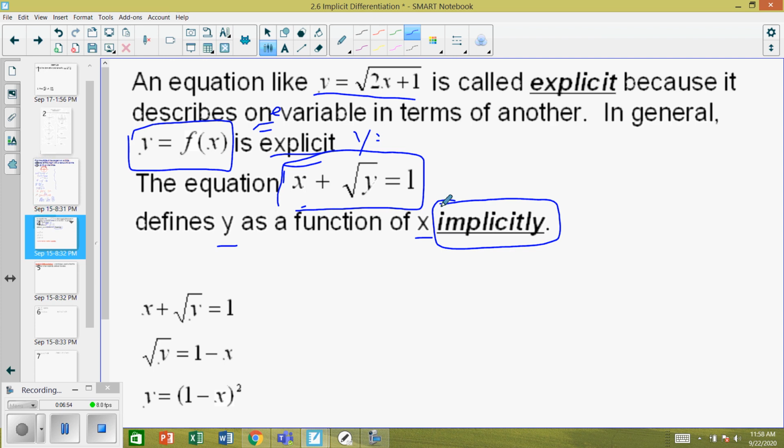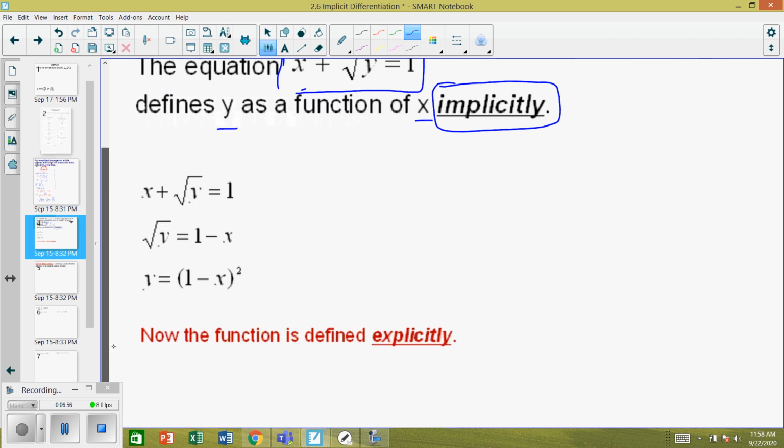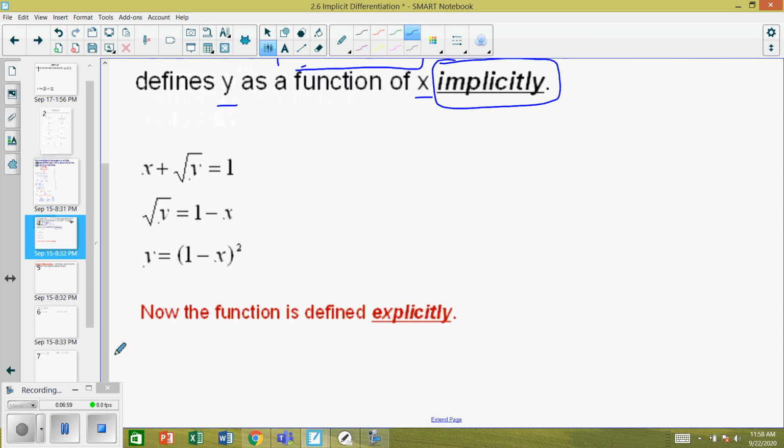Okay? Now, a lot of times, well, actually, sometimes you're able to turn an implicit formula into an explicit formula to take the derivative, much like we just did in the last example. Okay, and you can kind of see right here, this is the implicit formula. This right here is implicit, and all we're doing between these two steps is solving for y. Okay, and then we were able to get the function in an explicit form. And now the function is defined explicitly.